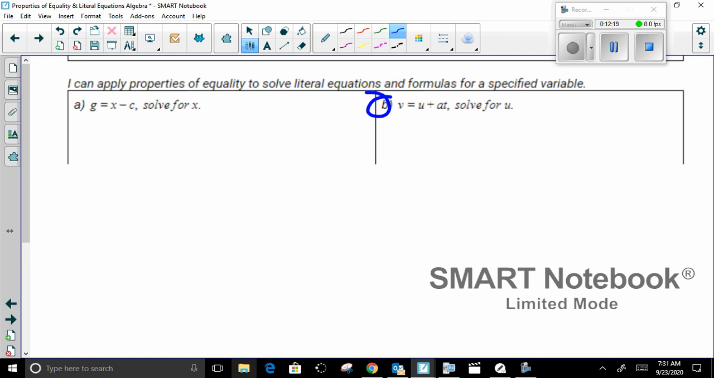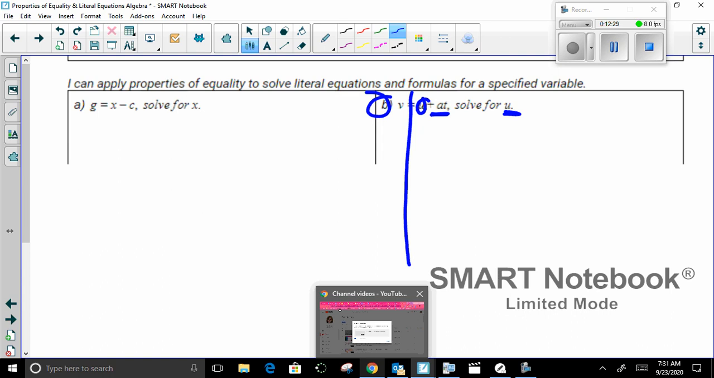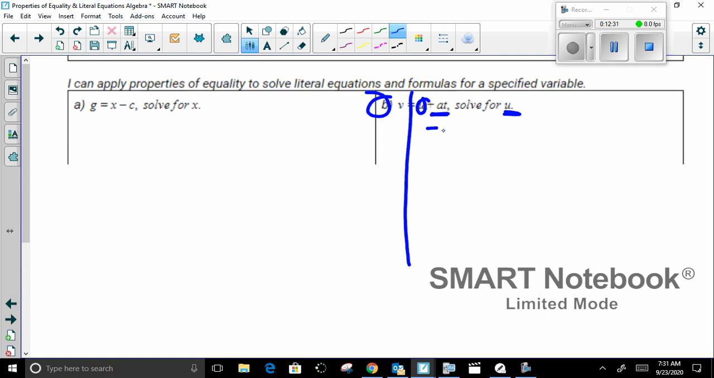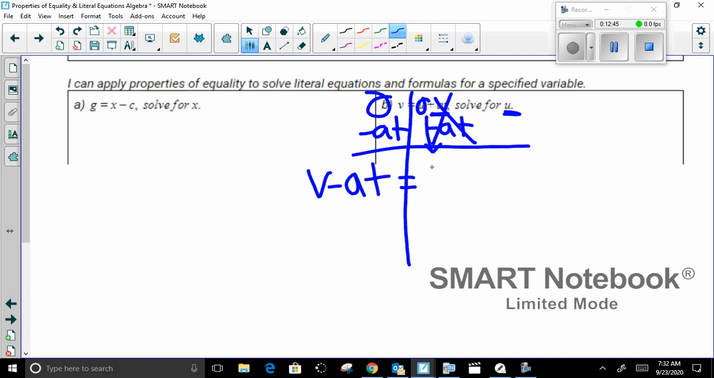So I want to solve for u here. Here is u. I cannot touch u until I get rid of plus at. What is the opposite of positive at? To bring the whole thing to the other side, I do the opposite. The opposite would be minus at. So let's see what I'm left with. V minus at. They're not like terms. You can't do it, so just rewrite it. Anything minus itself is 0, so I'm just left with my u. Now I've fully gotten u by itself.